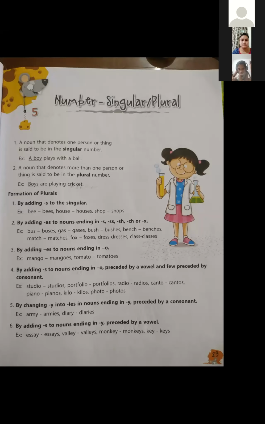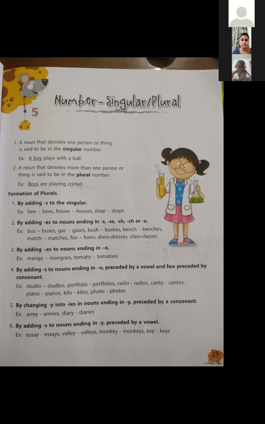Now, formation of plurals. How are plurals formed? By adding certain alphabets or suffixes. First one, by adding S to the singular. Like, for example, the word is bee. Simply, we have to add the suffix S. It will become bees. House, houses. Shop, shops. Only S we have to add on.